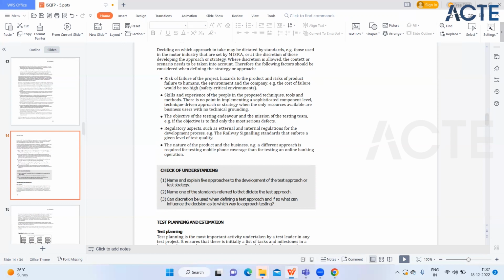Second one is the skills and experience of the people in relation to the proposed techniques, tools, and methods. There is no point in implementing a sophisticated component level technique driven approach or strategy when the only resources available are business users with no technical grounding.